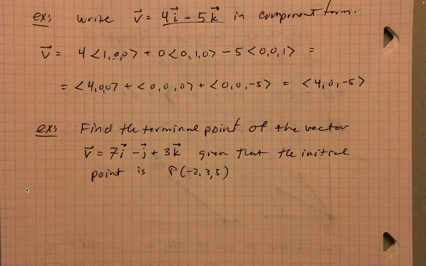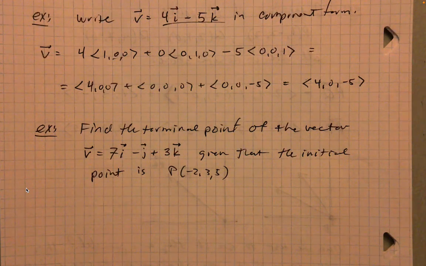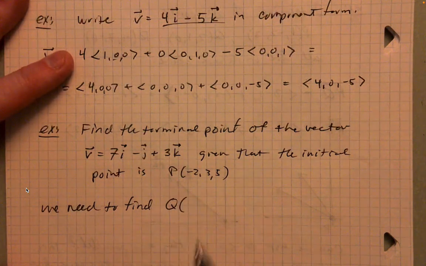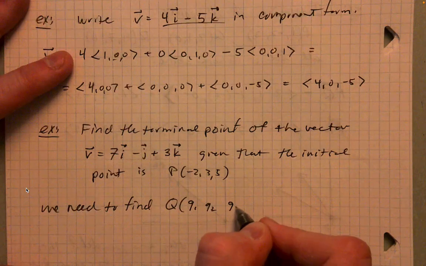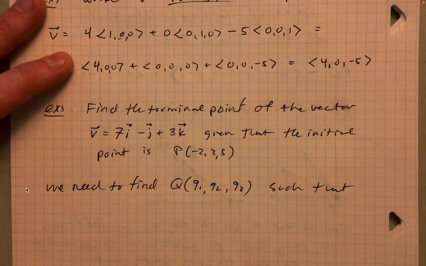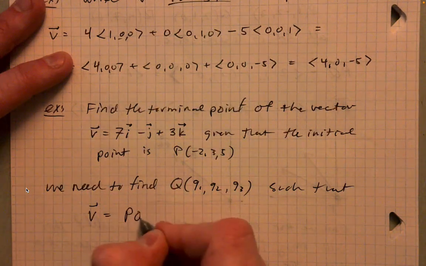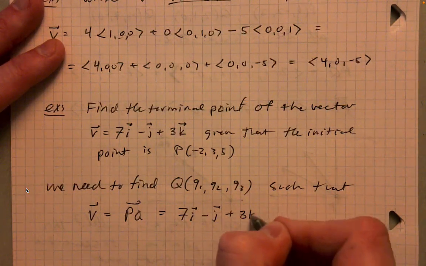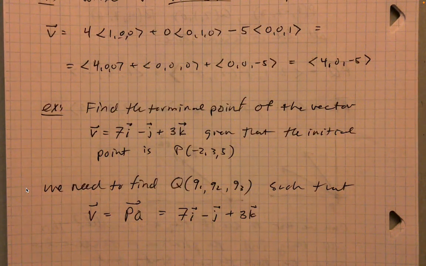Okay, so we're told what the vector is. We're given a vector as a linear combination of the standard unit vectors. And we're also told what the initial point is. But we're not given the terminal point, obviously. That's what we're looking for. So we need to find Q, which is going to be your Q1, Q2, Q3, such that the vector v is equal to the directed line segment PQ, which will be equal to 7i minus j plus 3k. So we're building it up using the reverse kind of thinking.